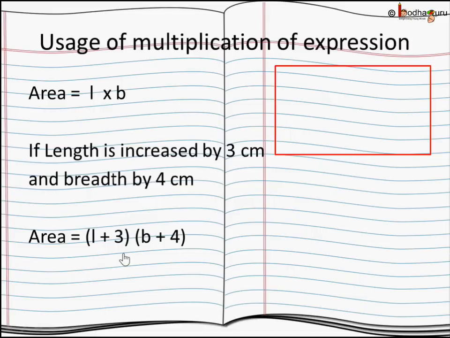Remember children, put brackets. Don't just write L plus 3 into B plus 4. It will mean very different thing. Length is increased by 3 centimeters, so L plus 3 bracket into breadth is increased by 4, so B plus 4 bracket. So as you can see, the new area of that other rectangle would be L plus 3 into B plus 4. So this is nothing but an algebraic expression, the product of L plus 3 and B plus 4. So that's what is the usage of multiplication of algebraic expression.